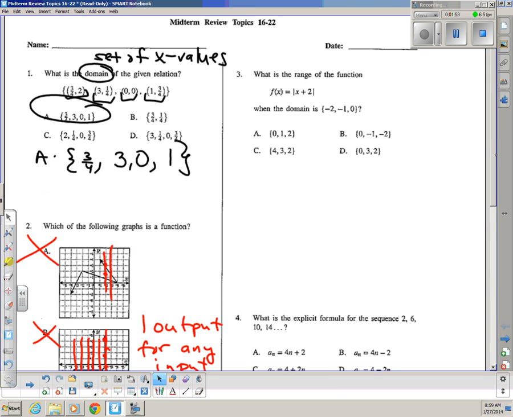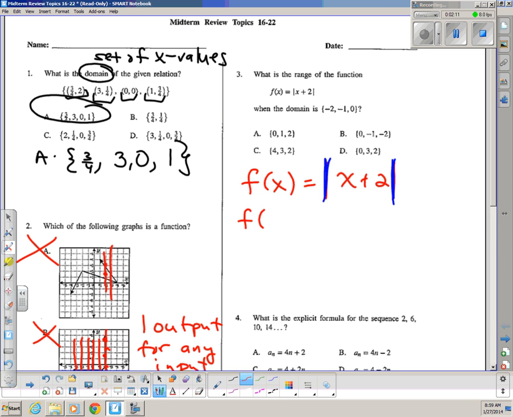Number 3 says, what is the range of the function f of x equals absolute value of x plus 2? Definitely need to see those absolute value bars. A lot of people don't see them when they read, but there they are. They're your absolute value bars. When the domain is -2, -1, 0, they gave you the domain, and now we have to find the range.